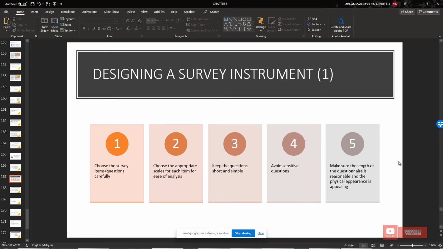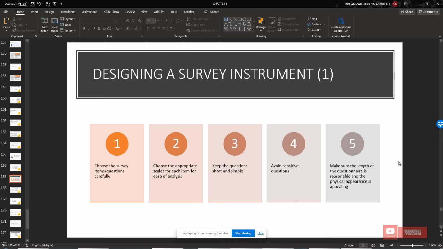And you need to choose the appropriate scale for each item. Make sure each item has the same scale for your ease of analysis. So if you are looking at true and false, yes or no, right? Or you are looking at a Likert scale 1 until 7, 1 until 10, 1 until 5, right? So it's up to you. It's based on that question. So later on I will give you an assignment for this.